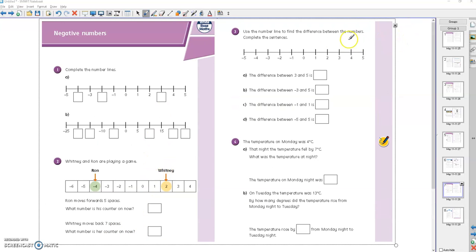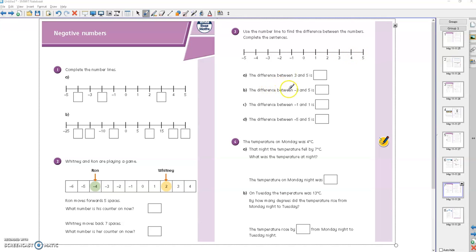Here you've got a number line to help you find the differences between numbers. So first it's asking you for the difference between 3 and 5. So you're looking over here. And remember, you don't count the one that you're on. You just count the next one and the one you land on.